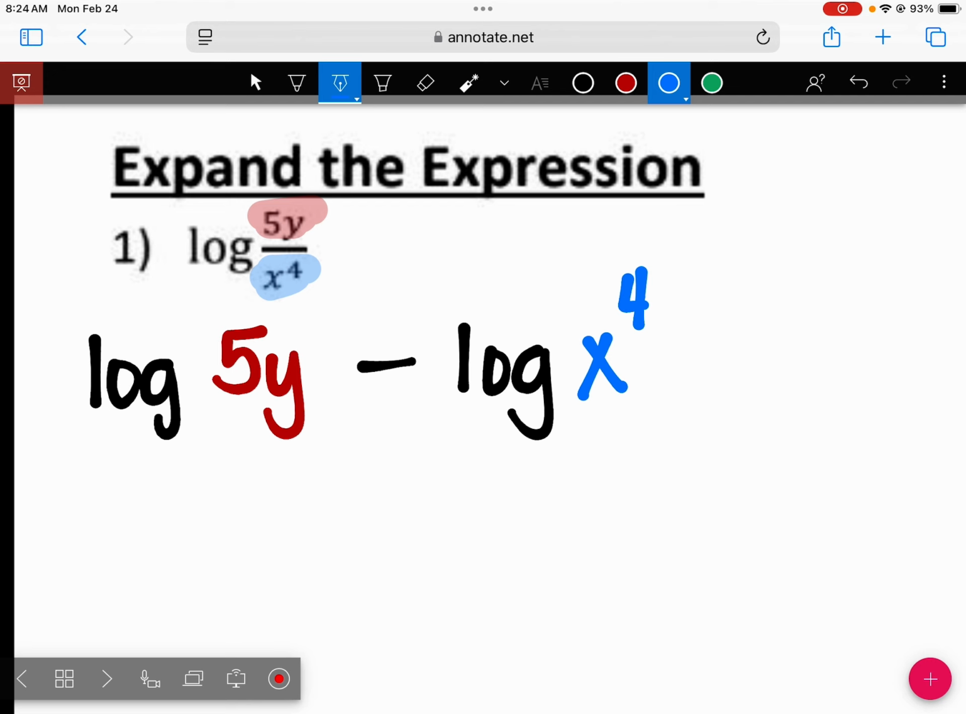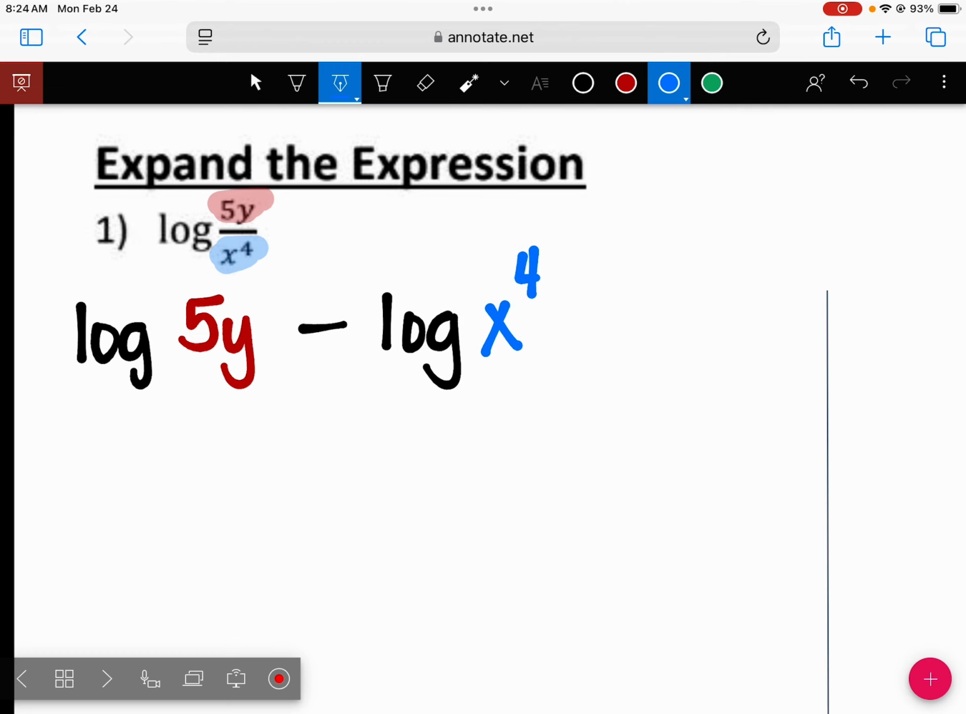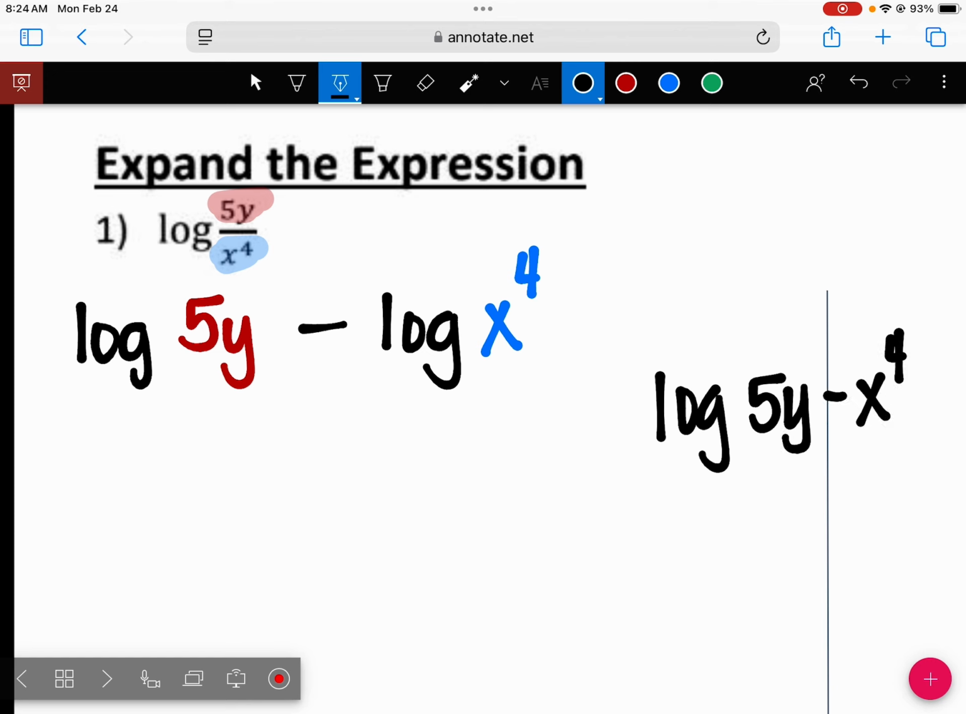Now, the biggest mistake would be to write it as just log of 5y minus x to the fourth. I'm not saying you split the fraction with the subtraction sign. When you do that, each term has its own special log.